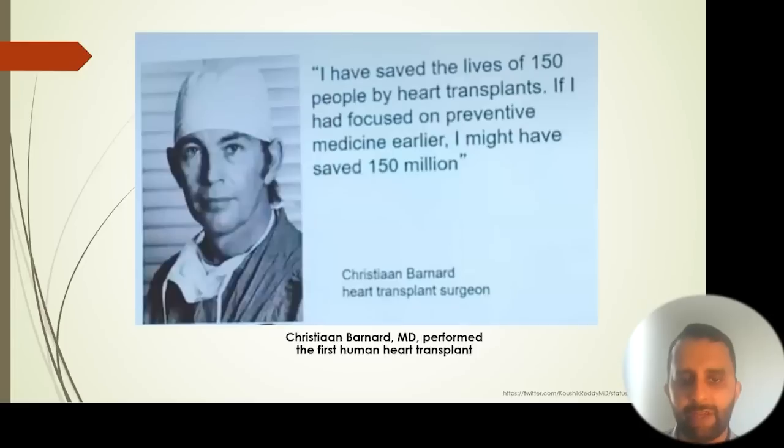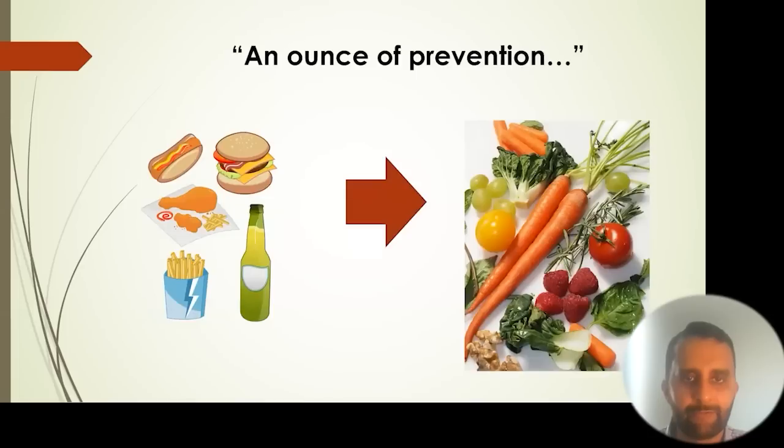And this reminds me of the saying of the first human heart transplant surgeon, Christiaan Barnard, who was in South Africa. He says, I have saved the lives of 150 people by heart transplants. If I had focused on preventative medicine earlier, I might have saved 150 million. And that's just so important and right and very true. And a lot of my work goes to that. The idea is just to move people along the spectrum. An ounce of prevention is worth a pound of cure.